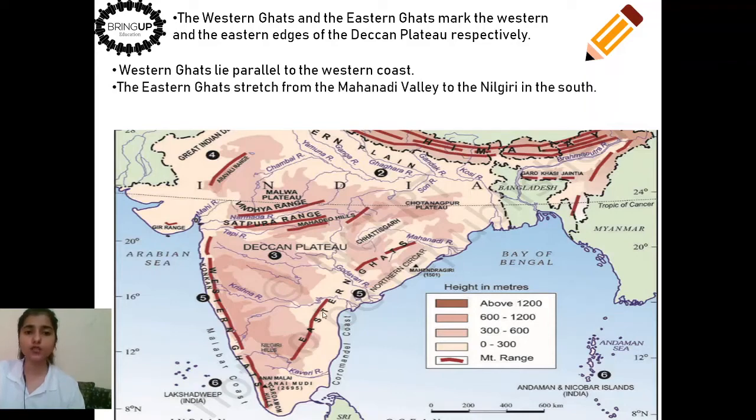The Eastern Ghats stretch from the Mahanadi Valley to the Nilgiri in the south. So here is the Mahanadi River and here are the Nilgiri Hills. The Eastern Ghats from north to south stretch from the Mahanadi River to the Nilgiri Hills. The Eastern Ghats are irregular and discontinuous and are dissected by the rivers draining into the Bay of Bengal. You can see it clearly in the given map. The Western Ghats are higher than the Eastern Ghats.